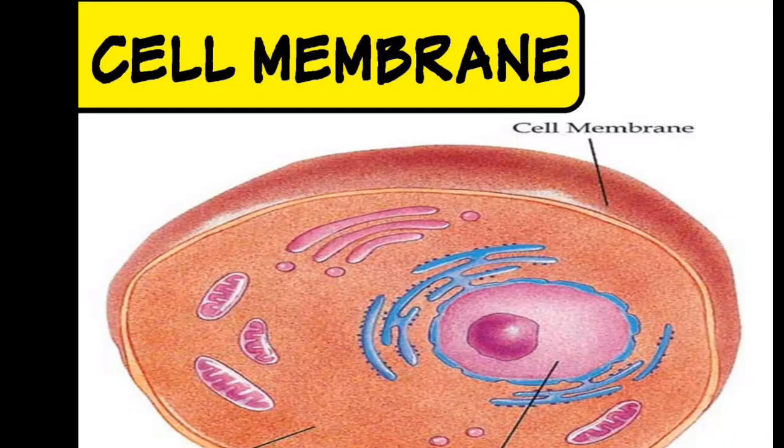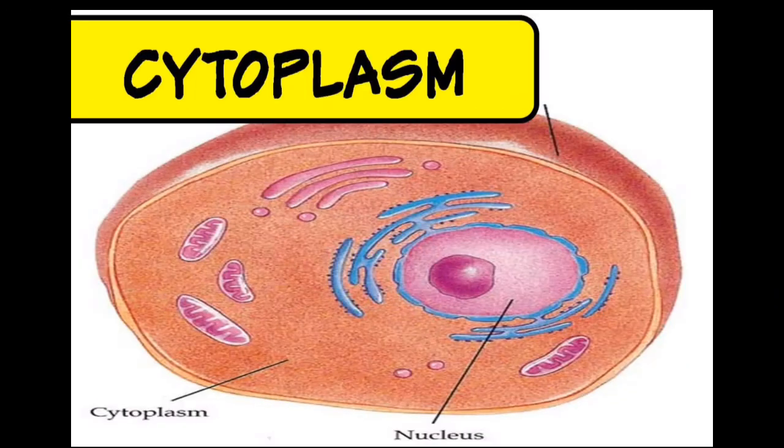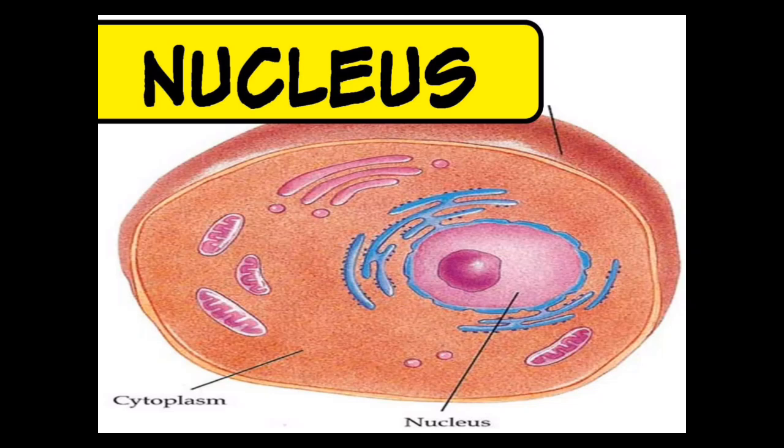This is the cell membrane, a protective barrier controlling what enters and exits the cell. The outer boundary of the cell that separates its contents from its external environment. Next is the cytoplasm. It is jelly-like material where the organelles are suspended. It is the site for cell growth and expansion. Next is nucleus, the control center of the cell. It contains genetic material or DNA.